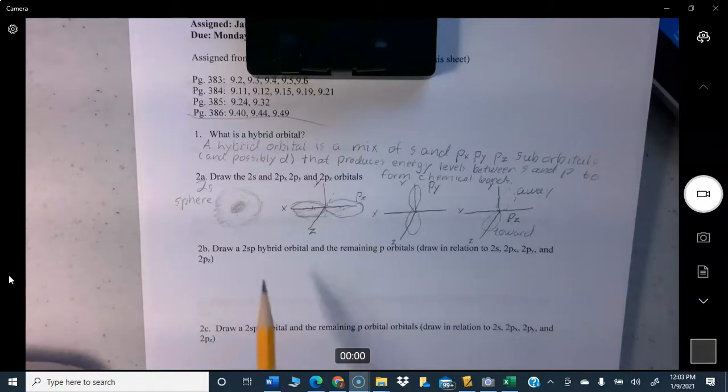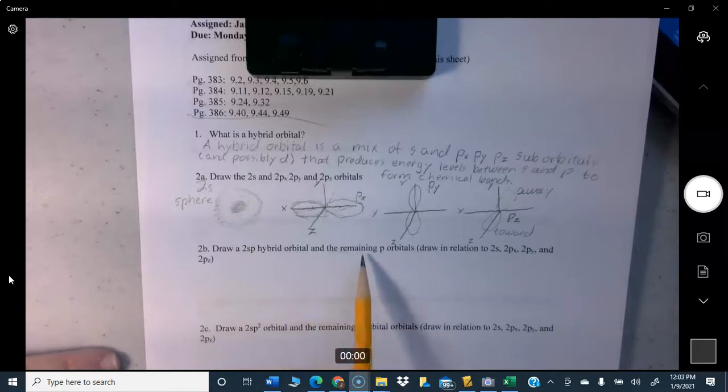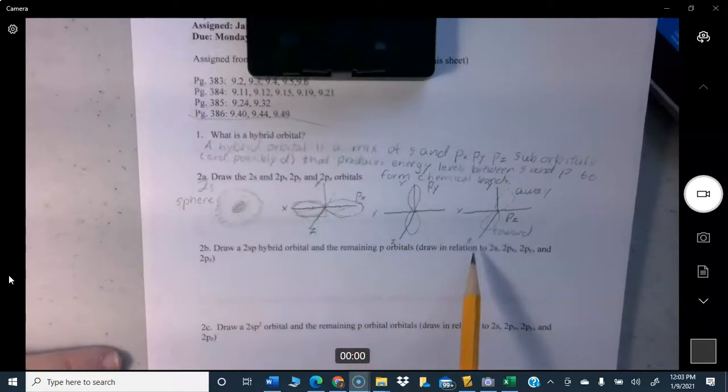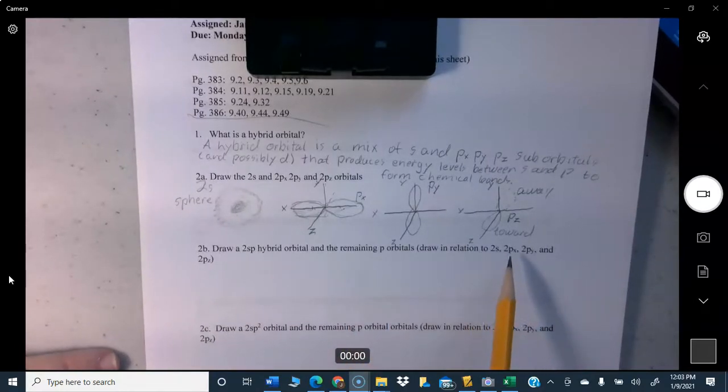Okay, draw a 2sp hybrid orbital, and the remaining p orbitals, draw in relationship to 2s, 2px. Okay.